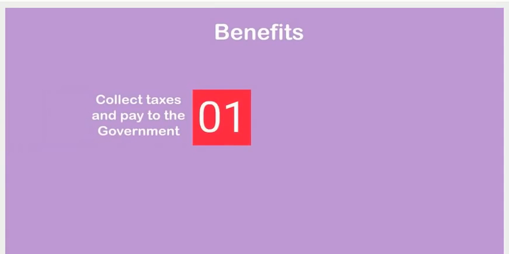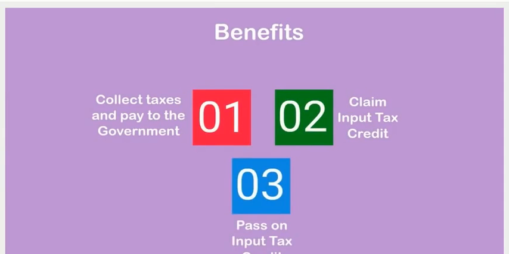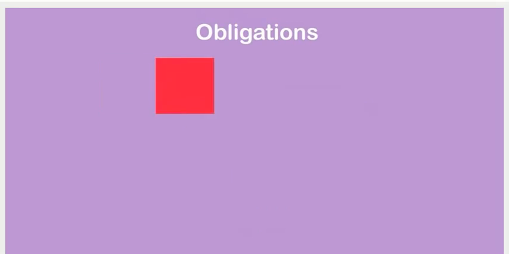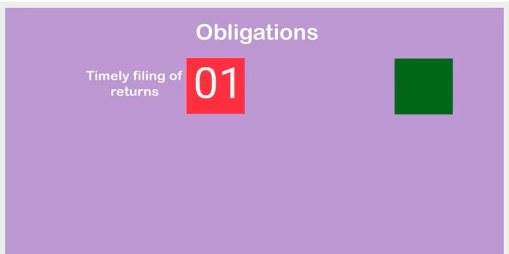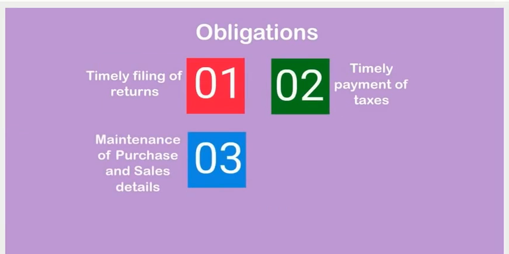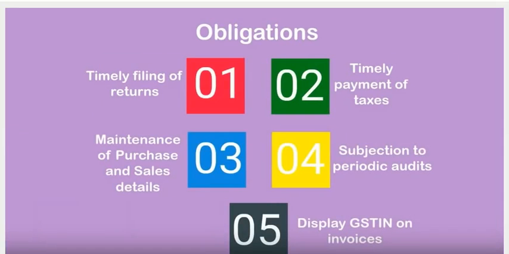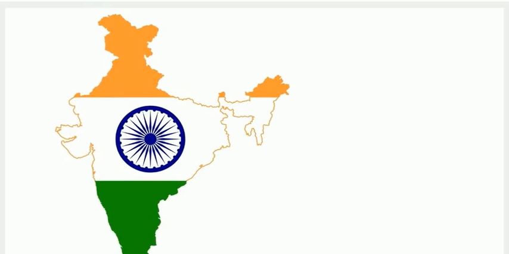Now, registration comes with both benefits and obligations. Benefits include the ability to collect taxes and pay to the government, the ability to claim input tax credit on one's purchases, and the ability to pass on the input tax credit to one's buyers. Obligations include timely filing of returns including nil returns, timely payment of taxes, proper maintenance of purchase and sales details, subjection to periodic audits by the indirect tax authorities, and the need to display the GST registration number on all the invoices.